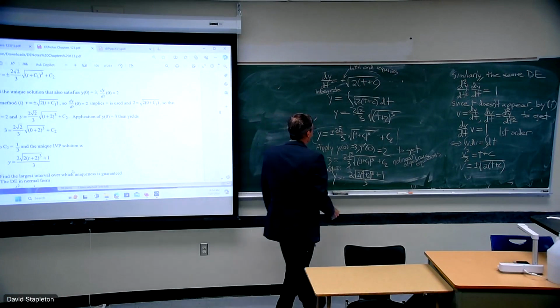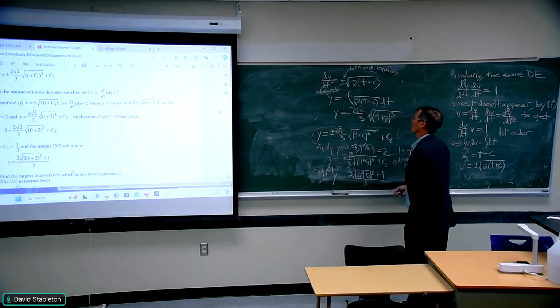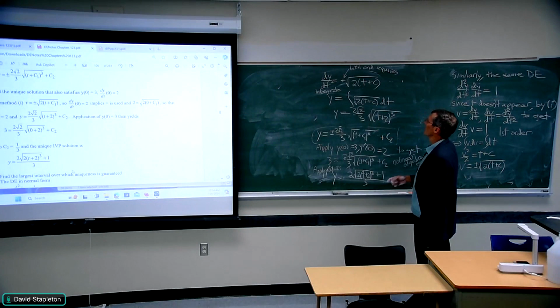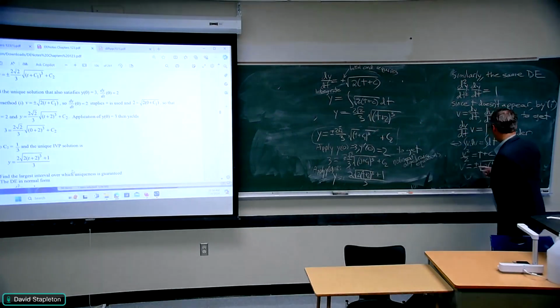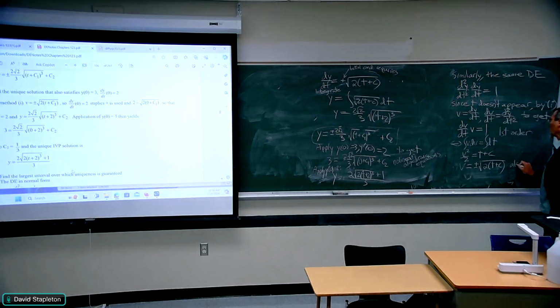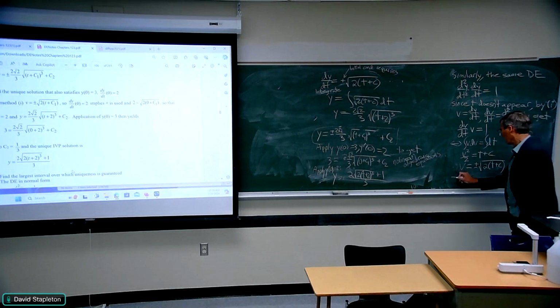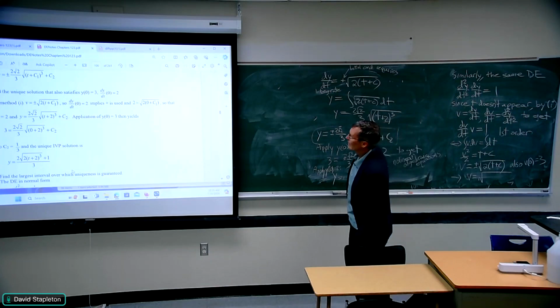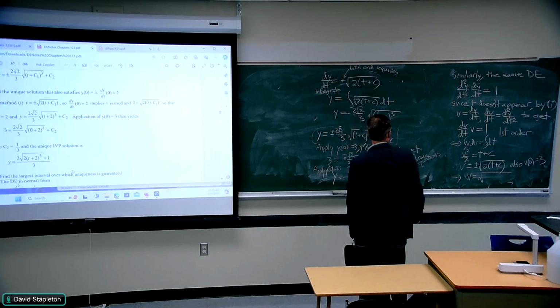This is kind of a useful point. You can actually put in the initial condition early when you're doing two integrations. If I got v equals this, and I also know from the initial condition that v of 0 equals 3, that determines this constant. So I can determine that, plug it in, and get v equals plus the square root of twice t plus c1. Apparently it determines that c2 equals 0.